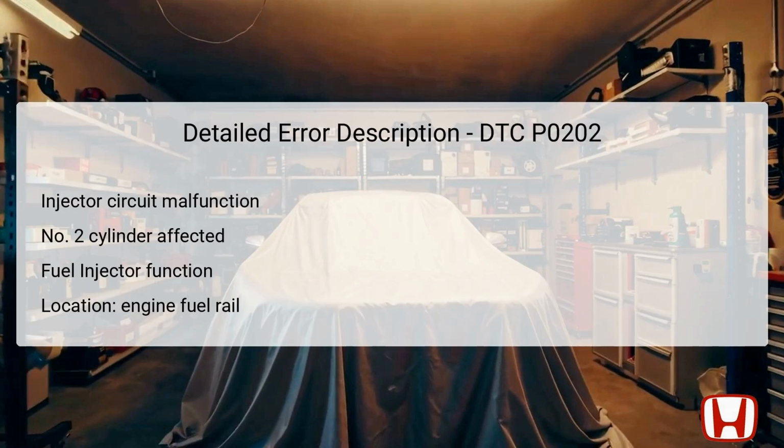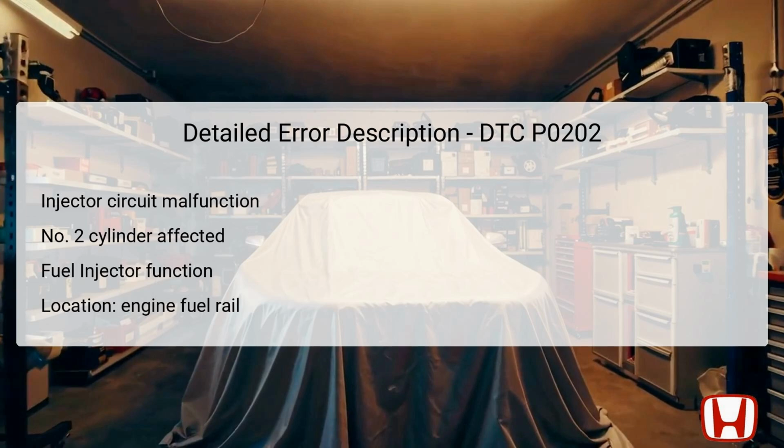DTC P0202 refers specifically to a malfunction in the number 2 cylinder's injector circuit. The components involved are primarily the fuel injector itself, which is responsible for delivering precise amounts of fuel for optimal cylinder performance. This injector is typically located in line with other injectors along the engine's fuel rail, positioned to inject fuel directly into the combustion chamber from the intake manifold.